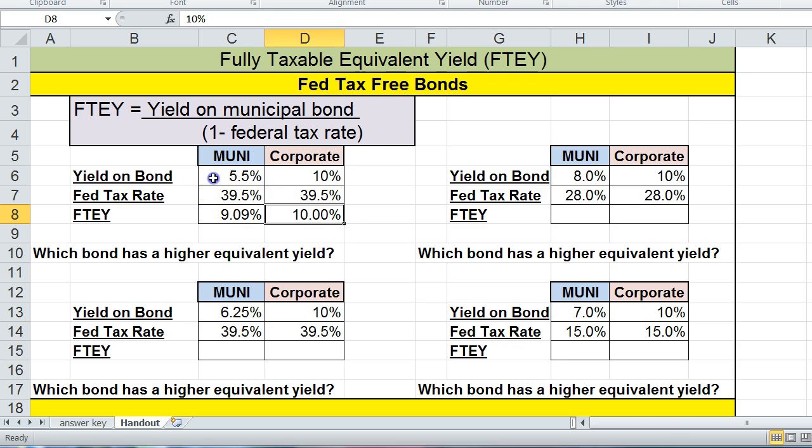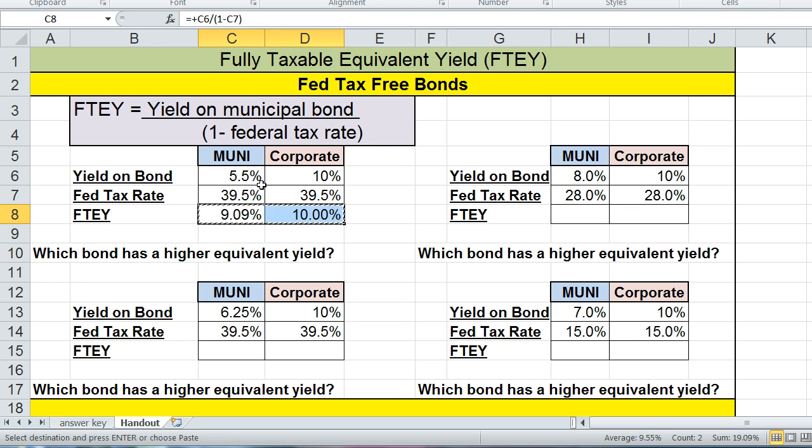In a municipal, we have a yield that doesn't account for the tax savings. So if this is my federal tax rate, to calculate my equivalent yield, meaning I'm taking my 5.5% and adding to it the tax savings as part of my yield, I'm using the formula yield divided by 1 minus the federal tax rate. You see C6 divided by 1 minus C7, and I get a yield of 9.09%. So in this case, the corporate bond has a higher yield.